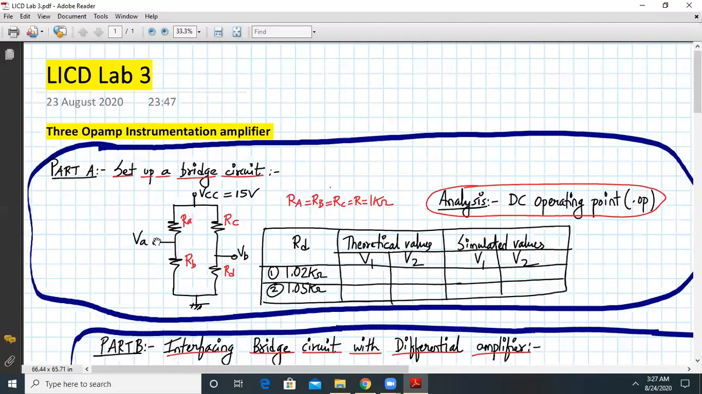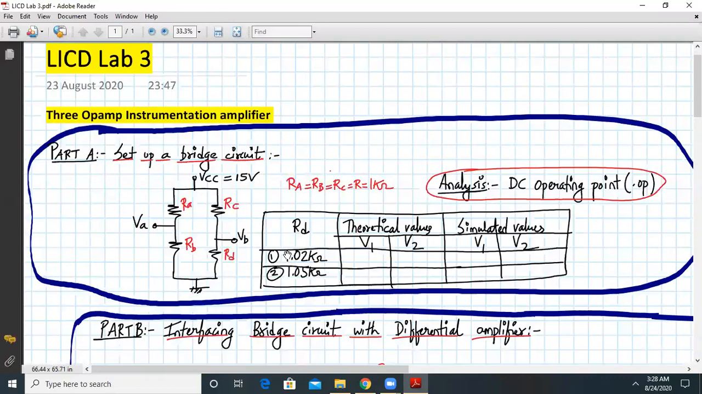I mean, sorry, it is VA and VB, but it's all okay. It can be V1 and V2 also. It's basically the same: VA is actually V1, VB is actually V2. Which one you use doesn't matter. And similarly you measure the simulated values of V1 and V2 from the LT-SPICE simulation. So this is a simple circuit which we can complete in LT-SPICE for part A.